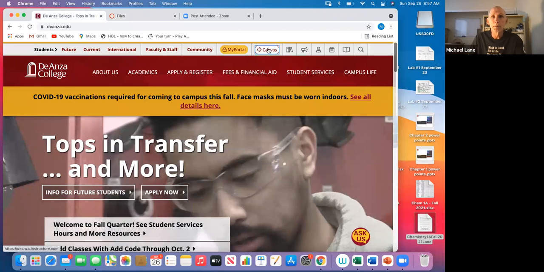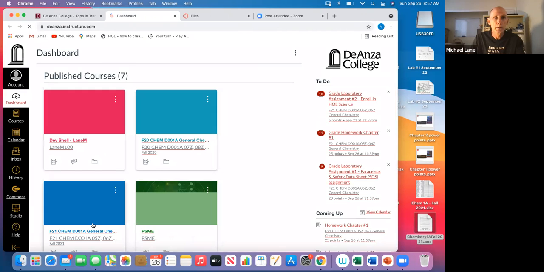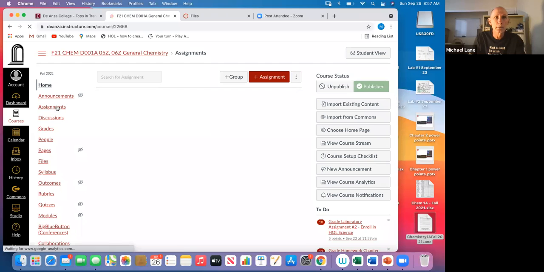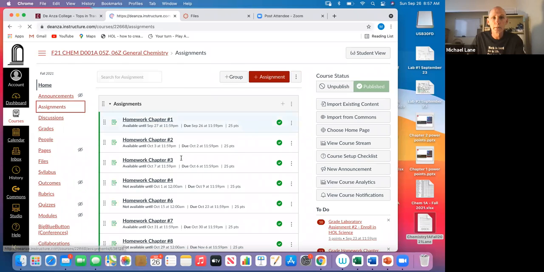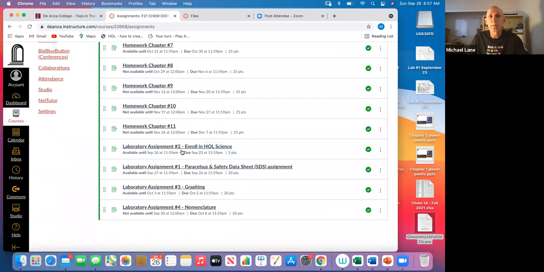I'm going to now move to Canvas because there is an assignment posted. Scroll down. Again, yours always looks a little bit different. And of course, it is labeled simply Laboratory Assignment Number 3, Graphing. It is due, pardon me while I look at my calendar, October 2nd. So that's giving us until October 2nd to get this one done.